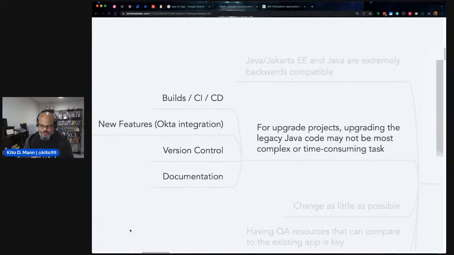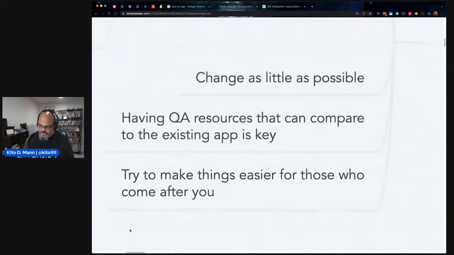All right, so that's version control, documentation, etc. Okay, and this is another key thing for legacy projects, and it's something that I think we usually learn over time: change as little as possible. Resist the urge to refactor a whole bunch of code because you will undoubtedly break things if you try.